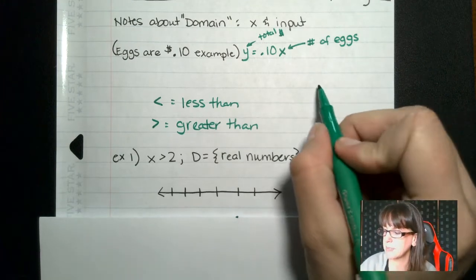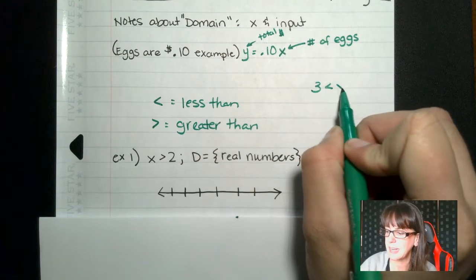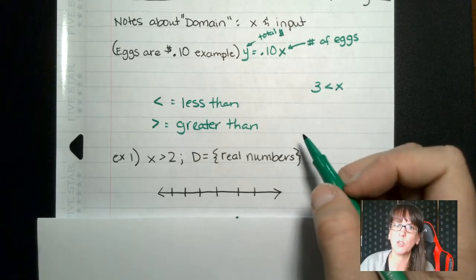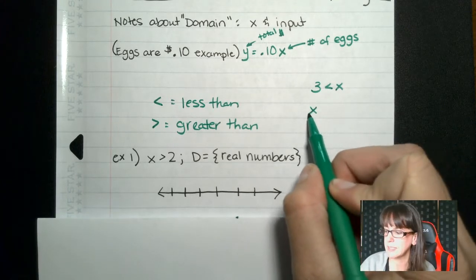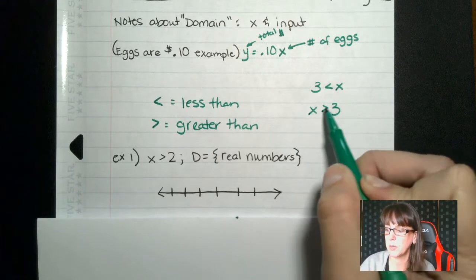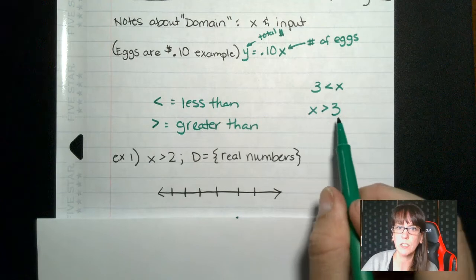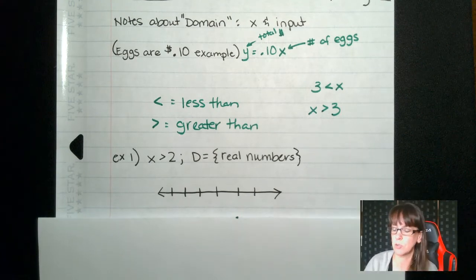And what I mean by that is if it was like this, 3 is less than x. This is not correct. I mean, it is technically, but you want to get in the habit of rewriting it. X is greater than 3. Notice when I rewrite it, I'm also flipping my sign. The reason I say that is if it's written correctly, it helps with your arrow on drawing.